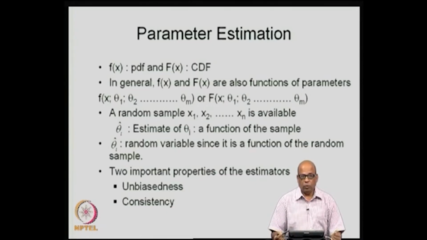Now, we introduce two important properties of the estimators. Estimates or estimators, we use them synonymously. We have one property called unbiasedness of the estimate, or we call them unbiased estimates, and we have the property of consistency of estimates, or we call the associated parameter estimates consistent estimates of the parameters.